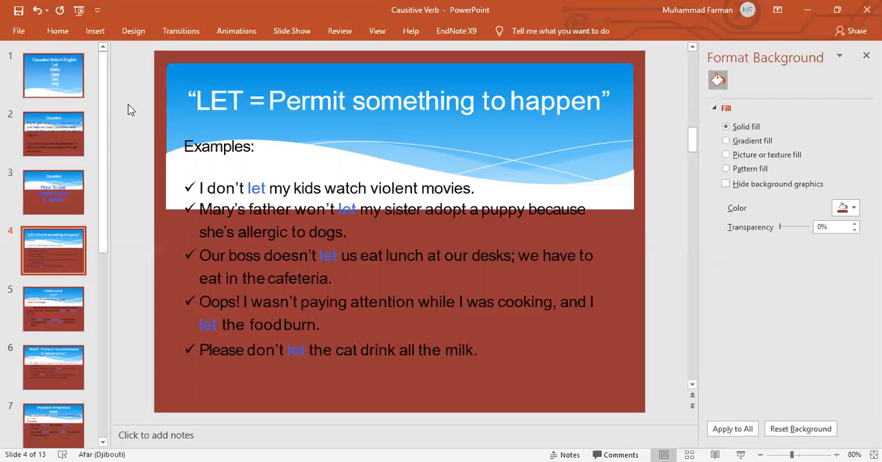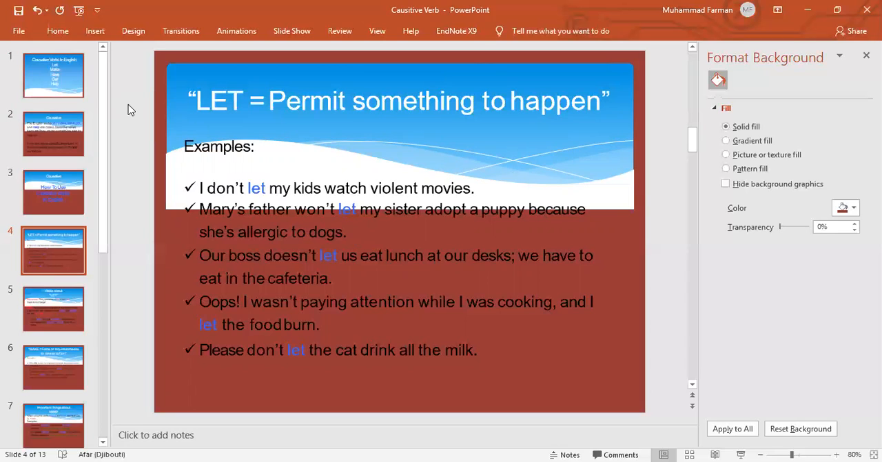In this sentence, the subject is not in the process of doing something or performing the work. The subject is not the direct performer of the act. Just like, wo kaam kar nahi raha, wo kaam karwa raha hai. So, jab where we want to get work from other people, that is considered as a causative verb. I don't let my kids watch violent movies.